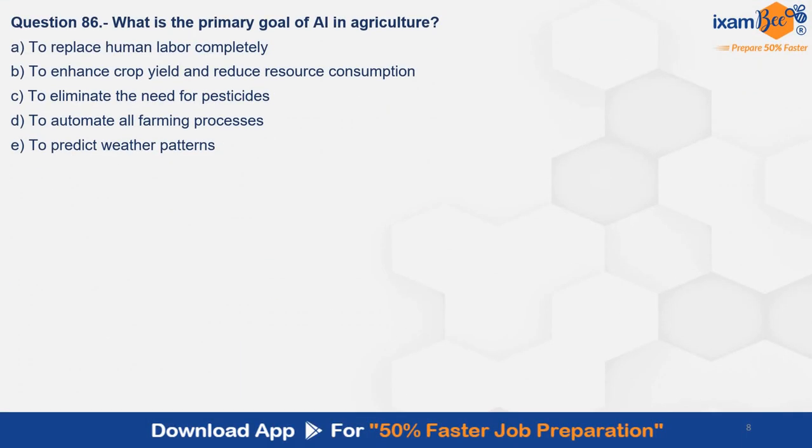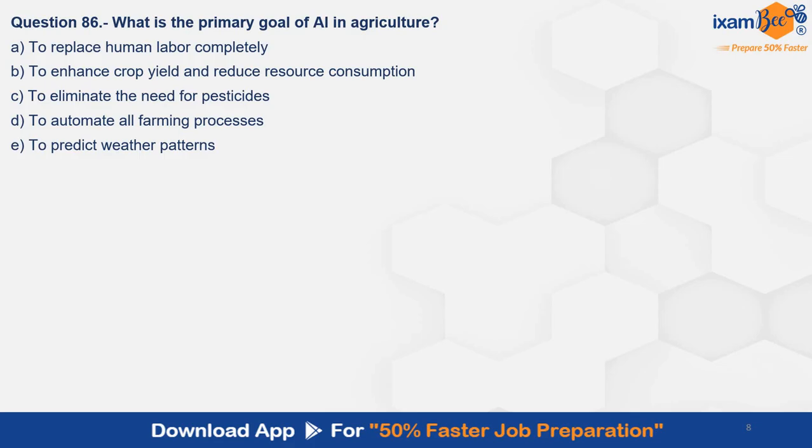Question number 86. What is the primary goal of AI in agriculture? A. To replace human labor completely. B. To enhance crop yield and reduce resource consumption. C. To eliminate the need for pesticides. D. To automate all farming processes. E. To predict weather patterns.